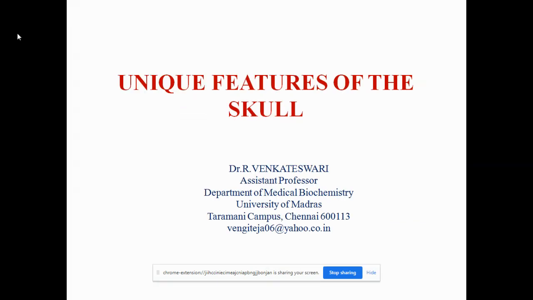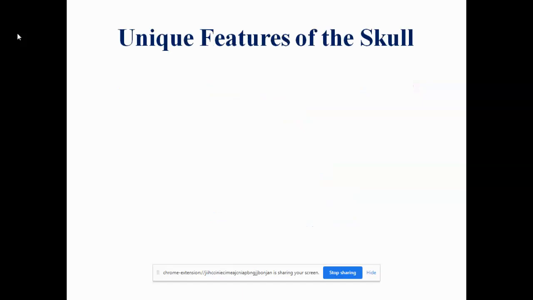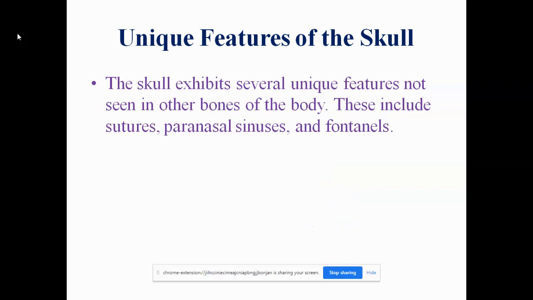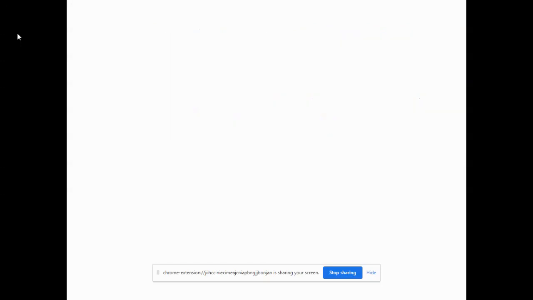Hello students. Now we are going to see a new topic, that is the unique features of the skull. So there are some unique features for the skull. The skull exhibits several unique features which are not seen in other parts of the body. They include sutures, paranasal sinuses and fontanelles. So this is what we are going to study today.